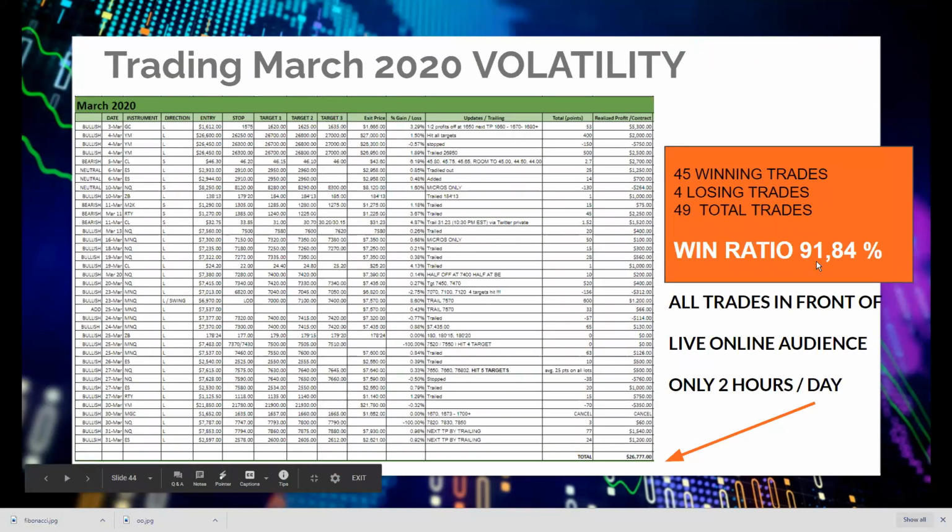Volatility, look at the accuracy. When volatility strikes, I am more focused than anything, because this is where you make your money. Win ratio 91.84%. These are all the trades, mind-blowing. Per contract, 1 to 2 trades a day.